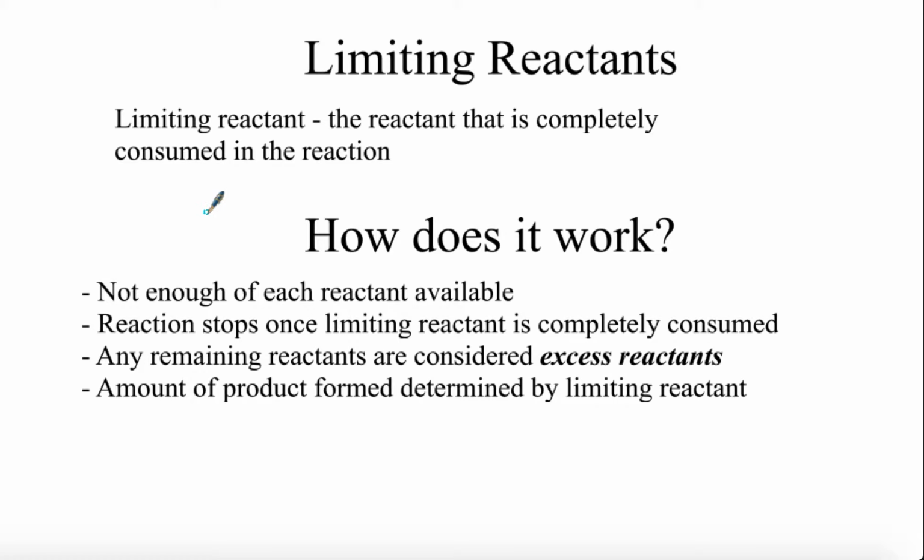So the way that limiting reactants work is that there's just not enough of each reactant. So the reaction is going to happen, both reactants are going to react to make the products. Eventually one of them will run out, if not both of them. So once the reaction stops, that means one of the reactants at least has run out or has been completely consumed. If there are any remaining reactants, we consider those the excess or the leftover because they're not all used up, there's still some remaining. And of course, the amount of product we can make is determined by the limiting reactant. Clearly, if we run out of one of the reactants or one of the ingredients, we can't make any more product.